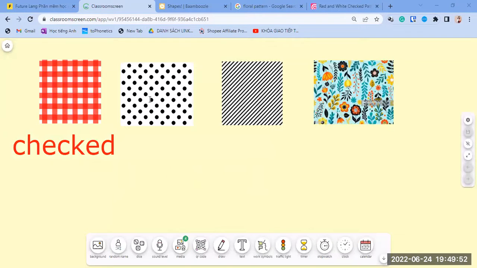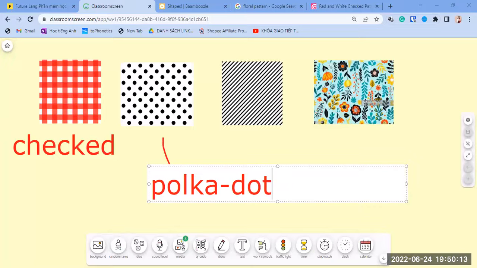And do you know what this is? No. How about this one? No. Okay. This is polka dot. P-O-L-K-A D-O-T-T-E-D. Polka dotted. Polka dotted, right?